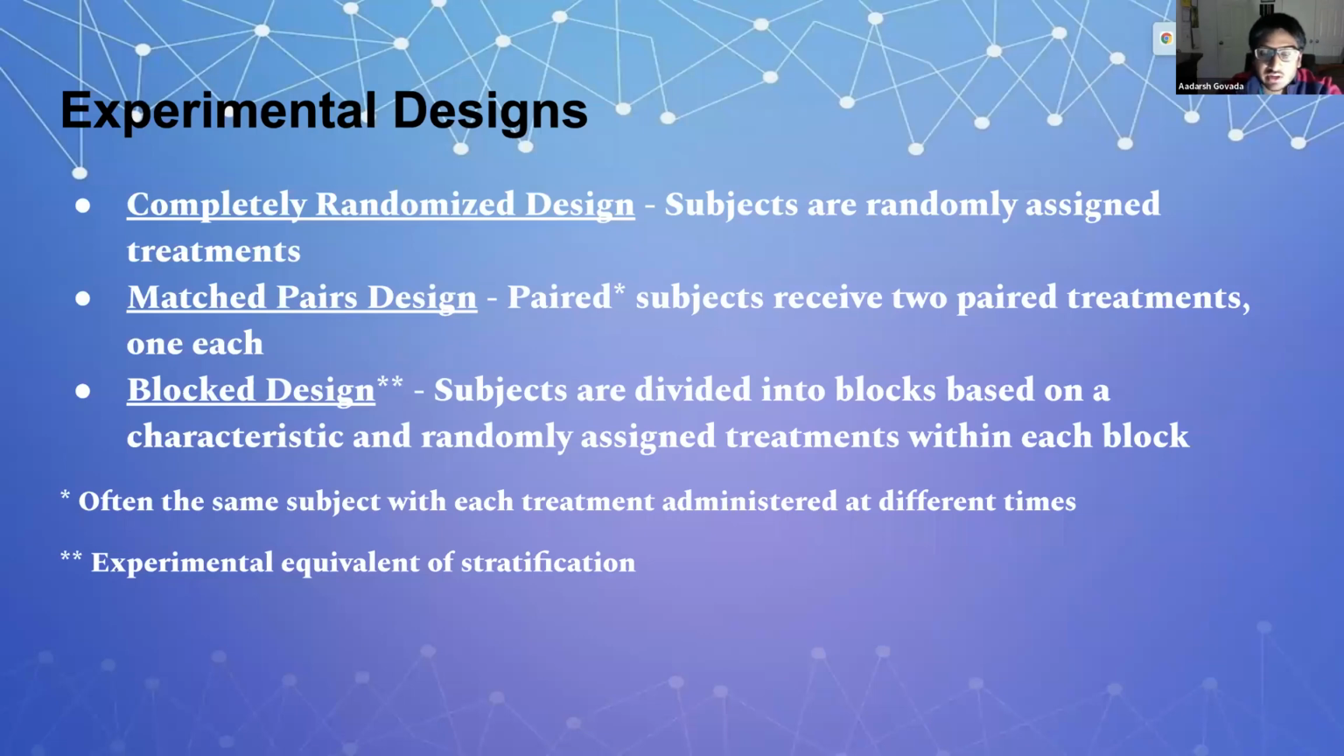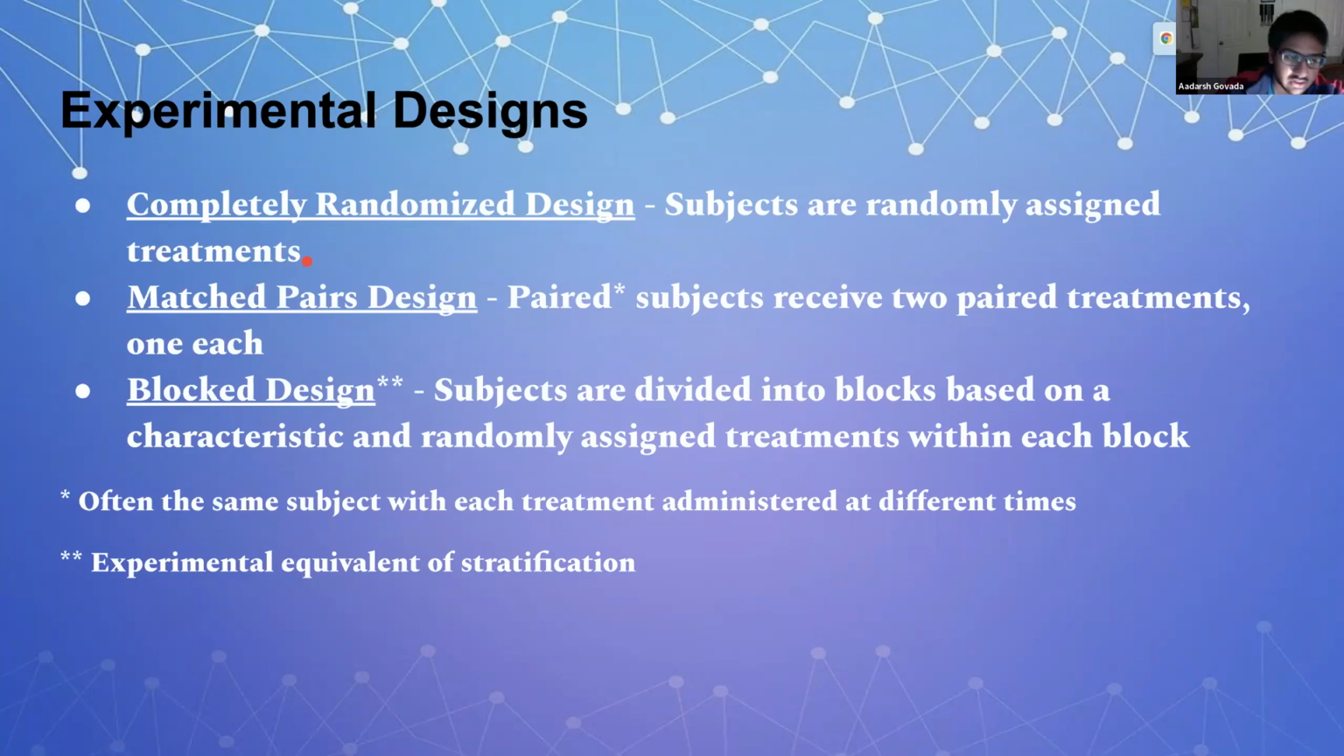Next is a matched pairs design. The SAT example that I was talking about earlier, that would be an example of a matched pairs experiment. So that is when paired subjects, which is often the same subject just at different times, receive two paired treatments, one each. So what that means is, as we go back to the SAT example, the paired subjects would be the student before the preparatory class and after the preparatory class. And the treatment would be receiving the preparatory class and not receiving the preparatory class.